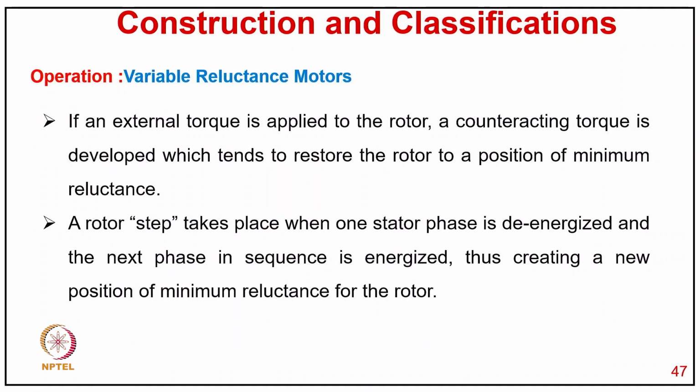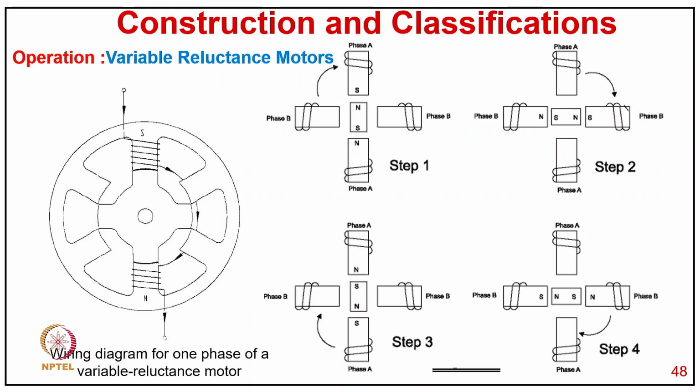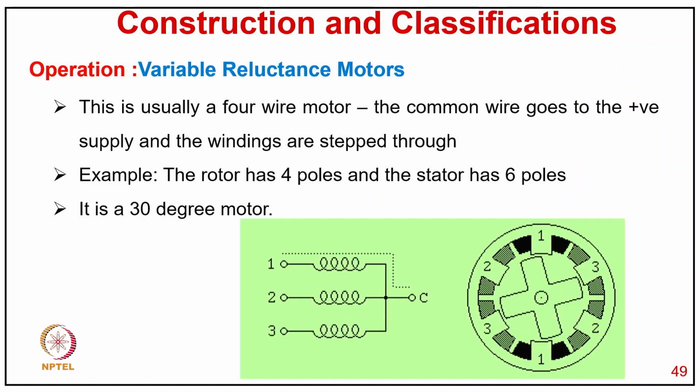If external torque is applied to the rotor, a counteracting torque is developed, which tends to restore the rotor to a position of minimum reluctance or maximum inductance. So a rotor step takes place when one stator phase is de-energized and the next phase in sequence is energized, thus creating a new position of minimum reluctance for the rotor. Now the typical example, as you can see, is the winding of one phase on the two poles of a variable reluctance motor, and how you can go through the different positions. Now this is another typical example.